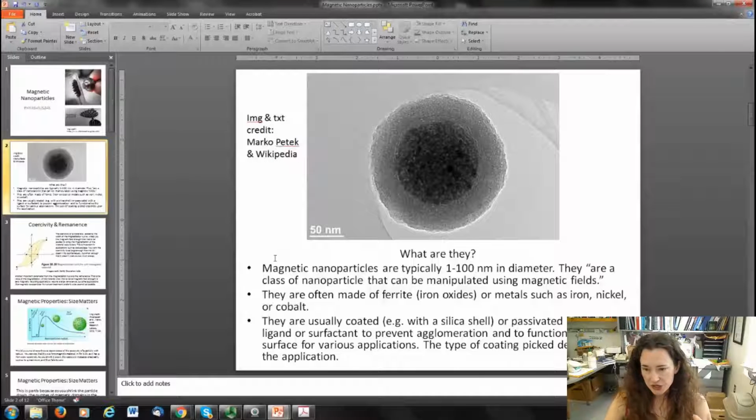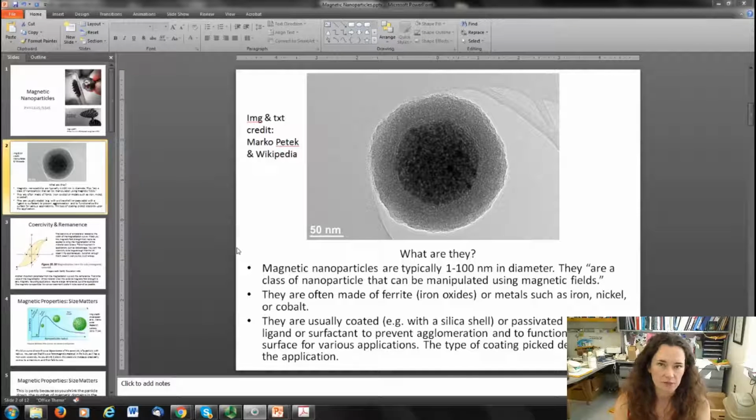And they're usually coated or passivated with something like a silica shell or ligand or surfactant. This helps to prevent clumping or agglomeration of the nanoparticles, and it also functionalizes the surface for whatever application you want. Of course, the type of coating you would pick depends on what you're going to do with it.